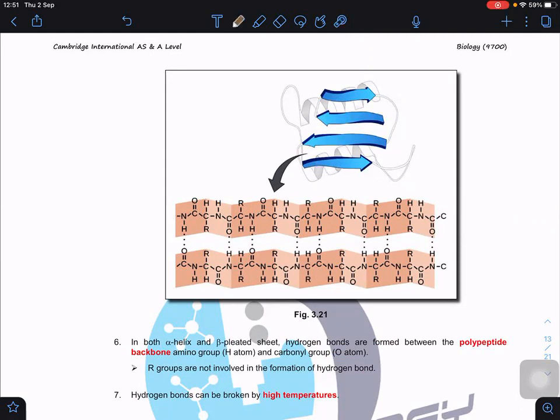Imagine that you cut a piece of paper, cut another piece, a strip, and then you place them laterally. When you place them laterally, can you see that the H and the O and the H can form the hydrogen bonds, and the R groups are not involved in the formation of the hydrogen bond. Along the polypeptide backbone, N-C-C, N-C-C, the R groups won't form the hydrogen bonds. Are you clear? The hydrogen bonds form within the polypeptide backbone.